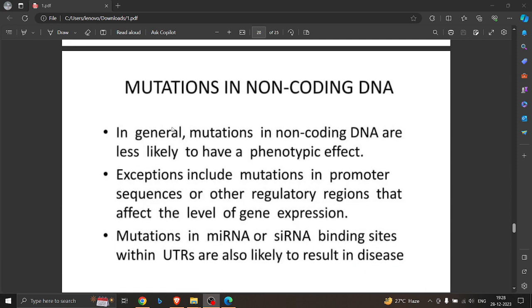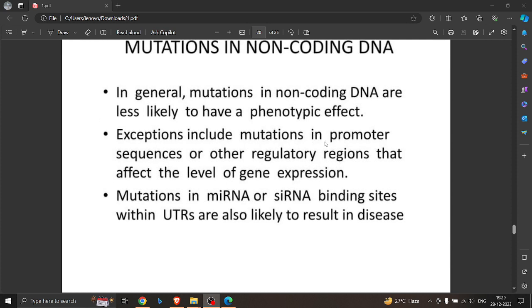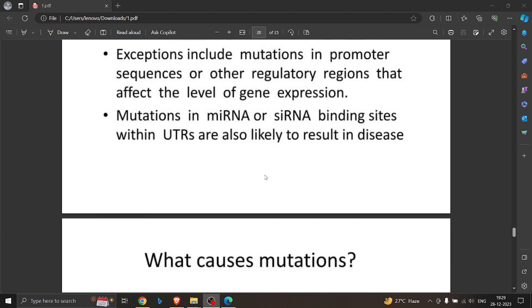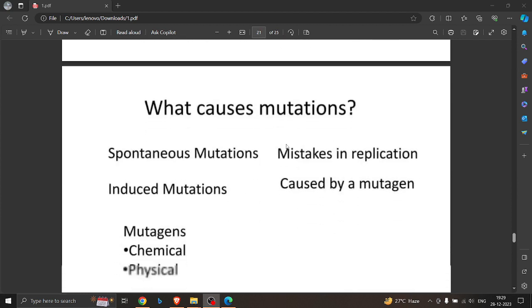So, mutations in non-coding DNA. In general, mutations in non-coding DNA are less likely to have a phenotypic effect. Exceptions include mutations in promoter sequences or other regulatory regions that affect the level of gene expression. So mutations in mRNA and siRNA binding sites are likely to result in disease.